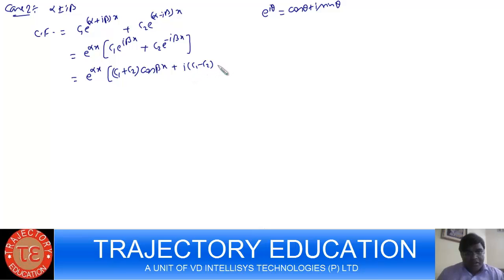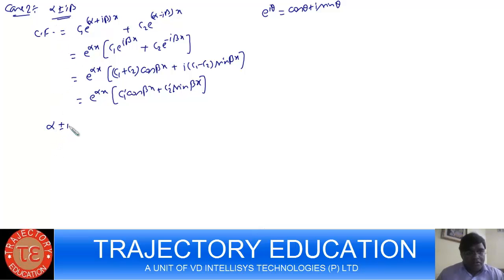cos beta x and sin beta x. This is e to the power alpha x times c1 dash cos beta x and c2 dash sin beta x, right? So this is all you can write for these roots.